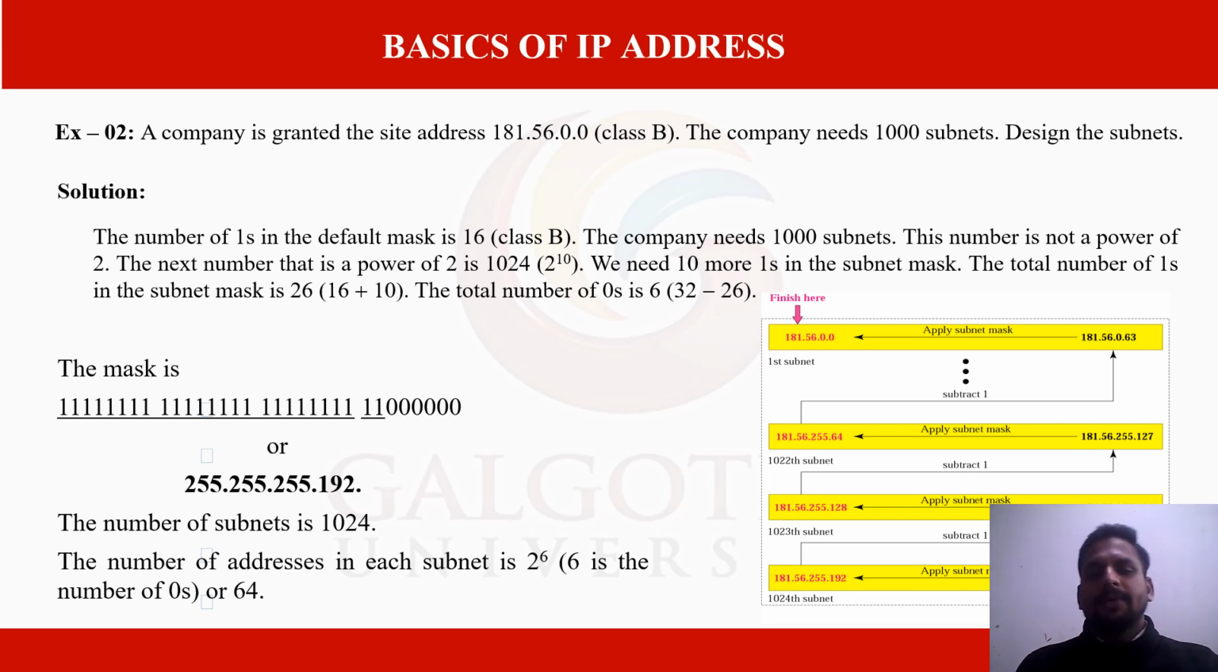So 2 power n, that n value is the 10 here, so we need to borrow that n value from the host value. Okay, so here the 10. Okay, already it is a class B. So for class B we know that the default network ID is 255.255, that means 8 bit plus 8 bit, so it is 16 bit. Okay, now we are adding this n bit value also, so 16 plus 10, it is 26 bit.